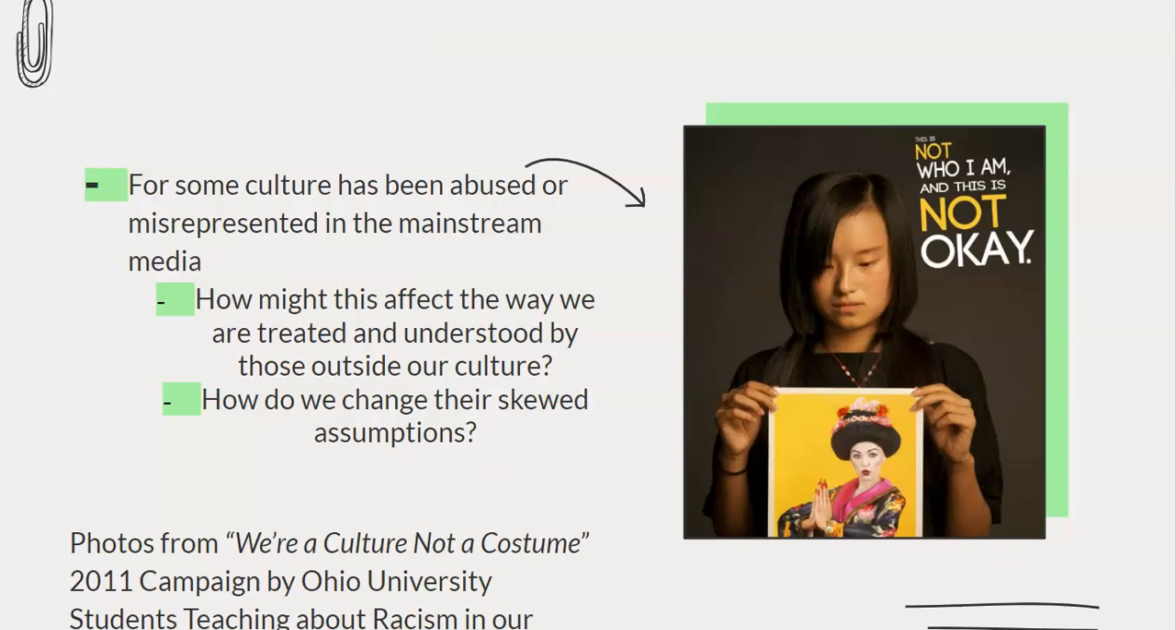Some real good questions to reflect on your own by yourself, or maybe with a close friend or family member, is how might this affect the way we are treated and understood by those outside of our culture? And how do we change their skewed assumptions? These photos you are seeing here off to the side come from a campaign called We're a Culture, Not a Costume, that was done in 2011 by Ohio University students teaching about racism in our society.